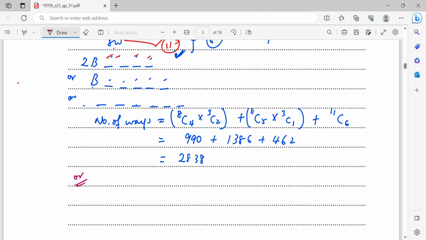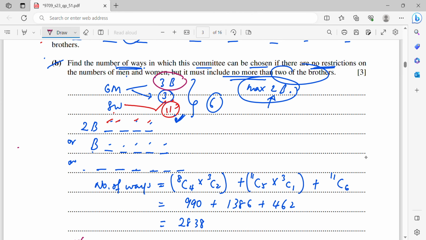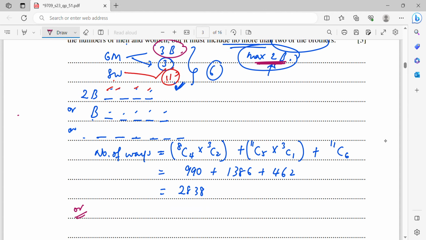which is, now we know that there will be a maximum of 3 brothers. Now you need to find maximum 2 brothers. It means that when you consider the brothers themselves, it can be none of them. It can be 1, 2, or 3 chosen. So the question is saying not more than 2 means that maximum is 2, which means you are considering 0, 1, 2. As I have shown here, I'm considering 0B, 1B, and 2B.